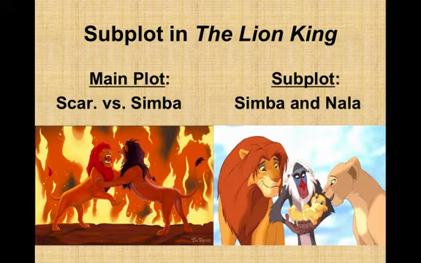Another example is in The Lion King. The main plot is obviously the conflict between Scar and Simba, but then you have a subplot going on during that whole thing, which is the friendship and blossoming romance of Simba and Nala. So in movies especially, there's almost always going to be a subplot. The longer the story is, or the movie is, the more likely that you'll have more than one subplot, and the more adult-like the story is, probably the more subplots you'll have also.